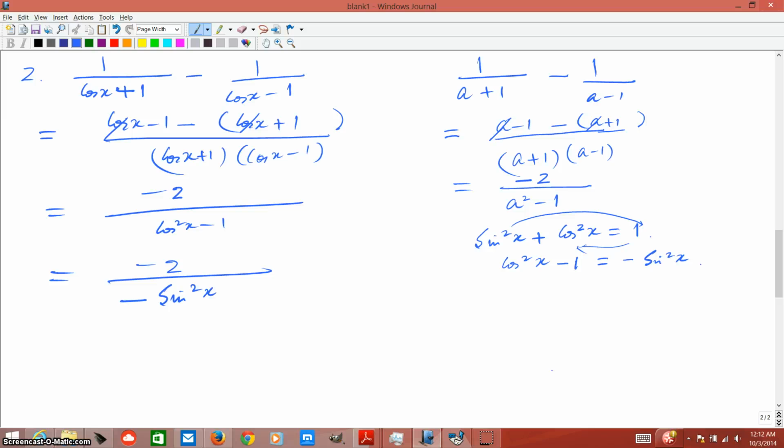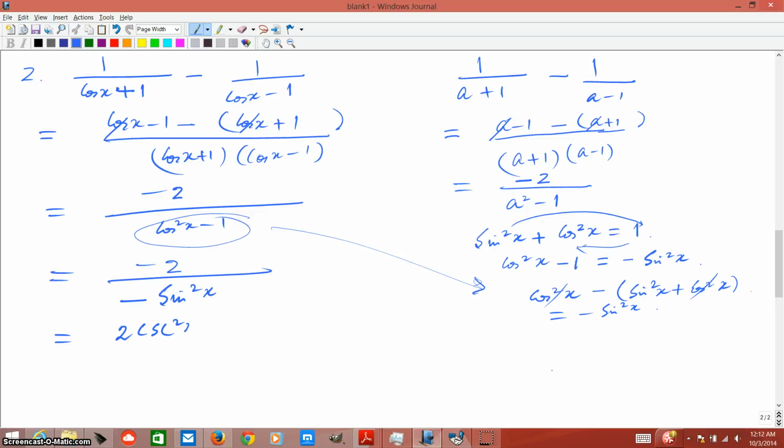By the way, the same exact step I could have done a little differently. I could have done cosine square x, and if I have any doubt, I will just replace 1 with my Pythagorean identity, and now I could have simplified. So these two would have gotten cancelled, and I would be left with negative sine square x. So either way, it works well. So now those two negatives will make it a positive quantity, and 2 over sine square x can be written as 2 cosecant square x.